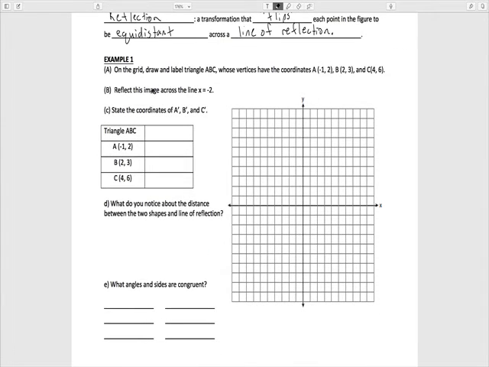So on the grid, we're going to draw and label triangle ABC, whose vertices have a coordinate of -1, 2, 2, 3, and 4, 6. Go ahead and pause. And where would that be?